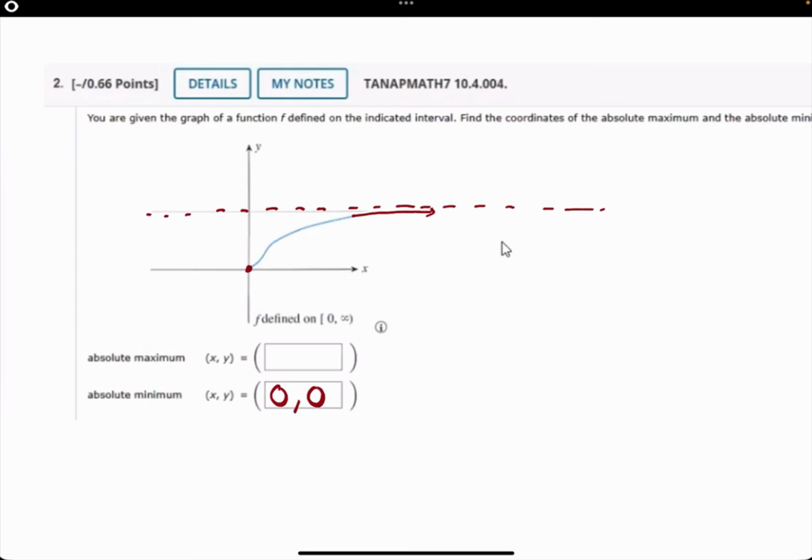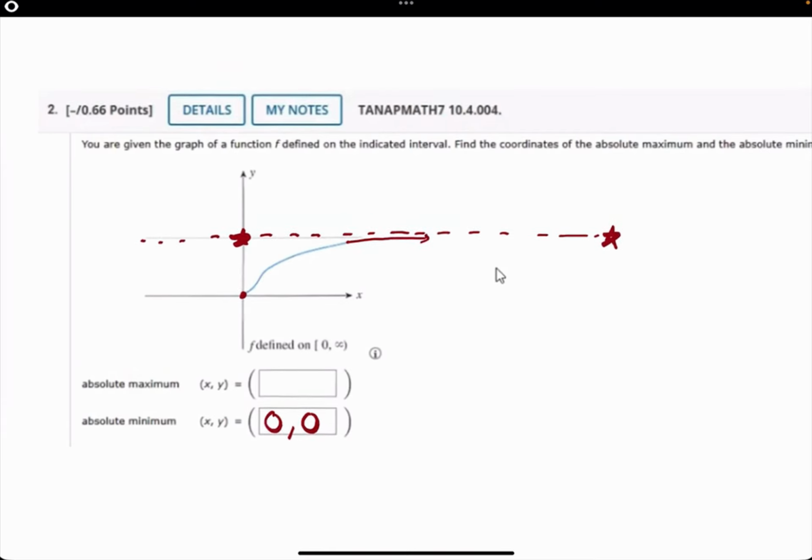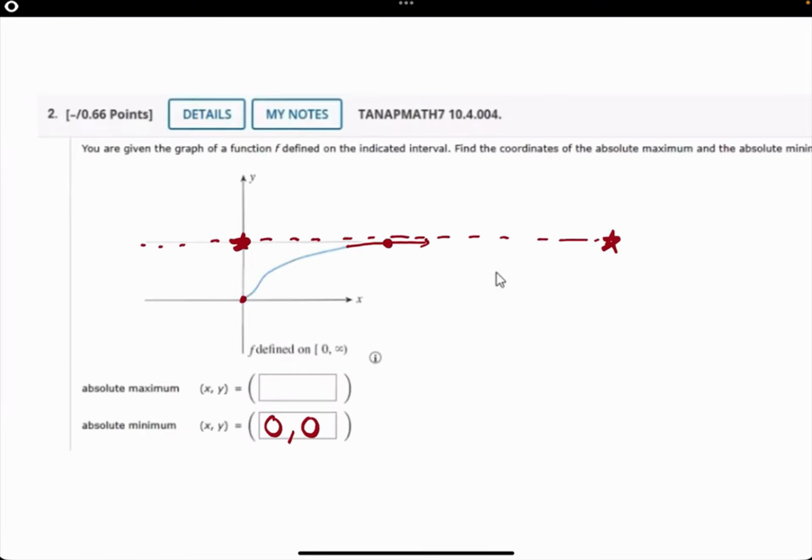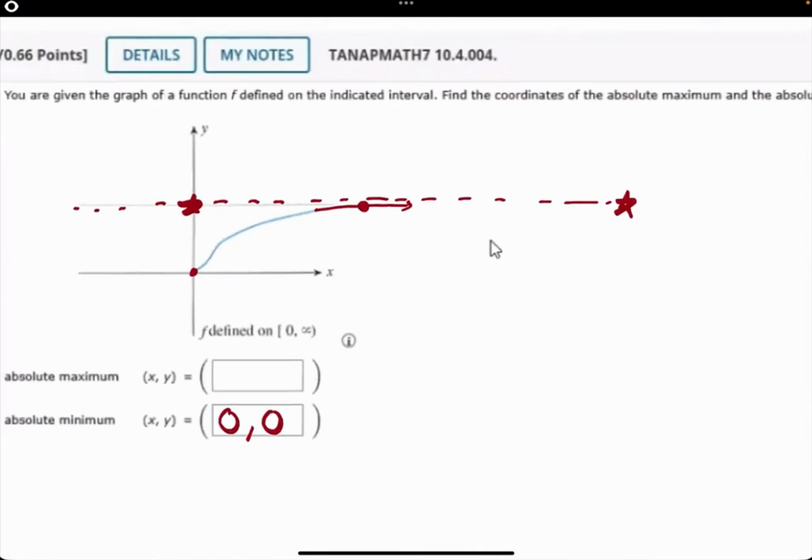Now, absolute max. We ask ourselves, is there an absolute highest point that this function reaches? Well, it approaches whatever this y value is, like the y value of the asymptote, but it never hits that highest point. So the logic is, if you claim that this point's the highest point, you're always going to be able to find a point that's higher than that point, but still underneath the asymptote, right? So then you could say this is the highest point, but as you zoom in, you're going to keep finding points that are higher and higher.